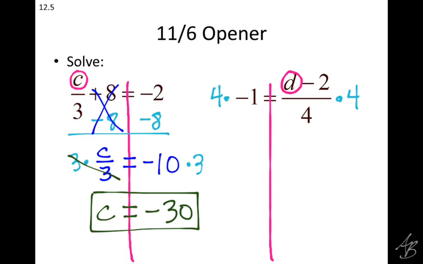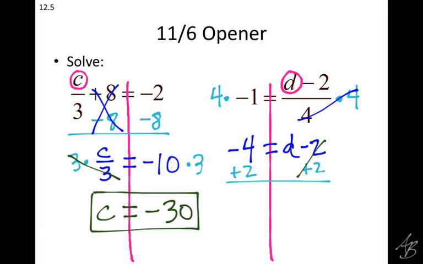On the right side, when the 4's cancel, what do we have left? And on the left side, 4 times negative 1. Okay. Then we need to get rid of the minus 2. Add 2. Alright, so when the 2's cancel, that leaves what? D. And then on the left side, negative 4 plus 2.